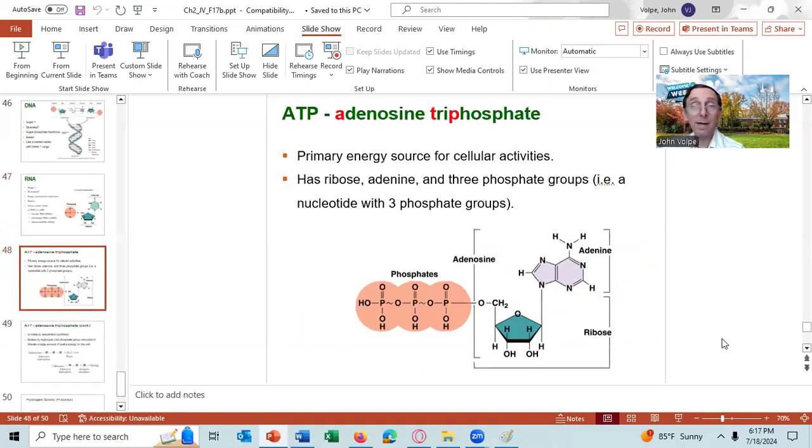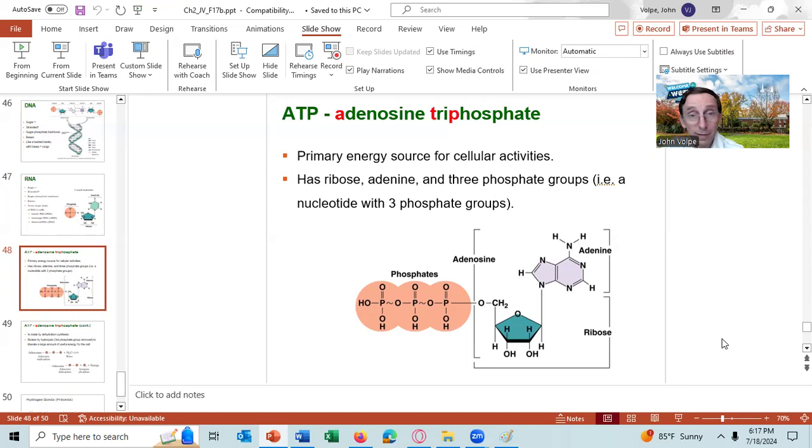All right, let's talk about ATP, adenosine triphosphate. It is the primary energy source for most cellular activities. So if the cell needs energy, it typically gets its energy from ATP. And that's why we call it the energy source or the energy currency of cells.